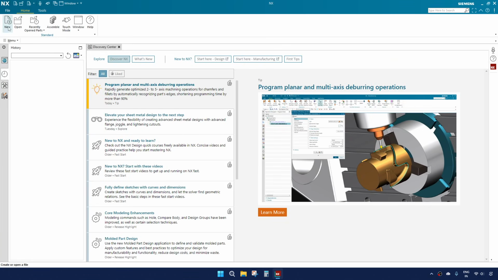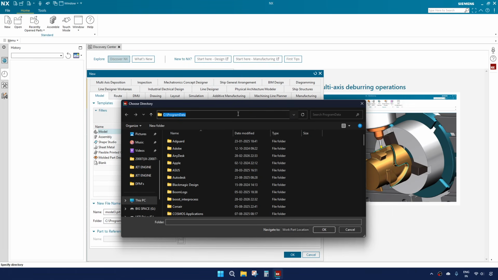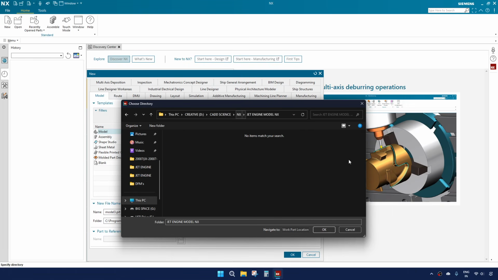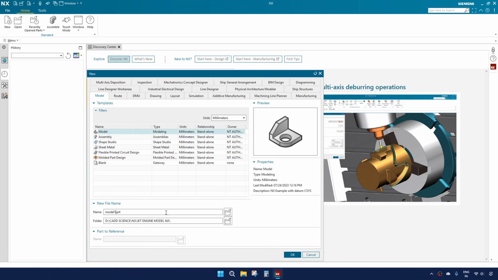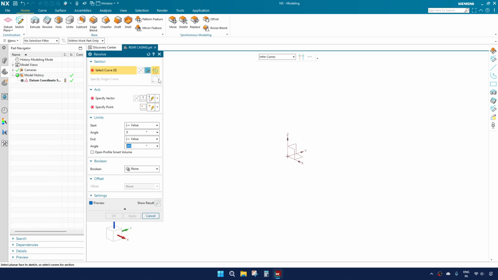First I'll create a new part. I have the location pasted. Name the first part as rare casing. Give OK. Save it. First I'll start with the revolve.